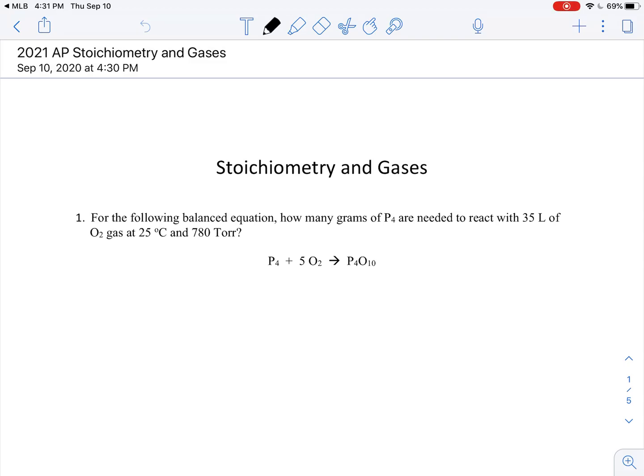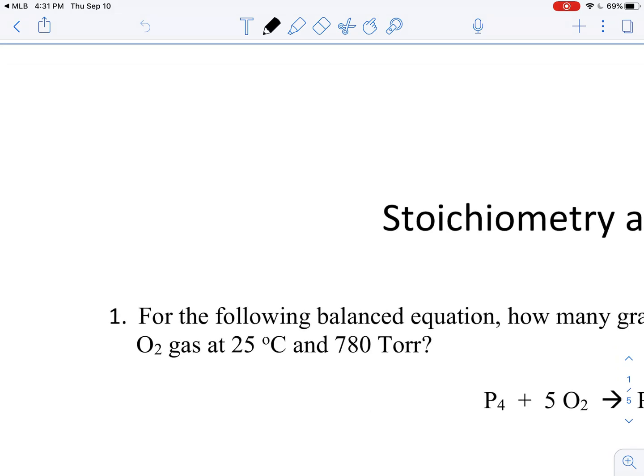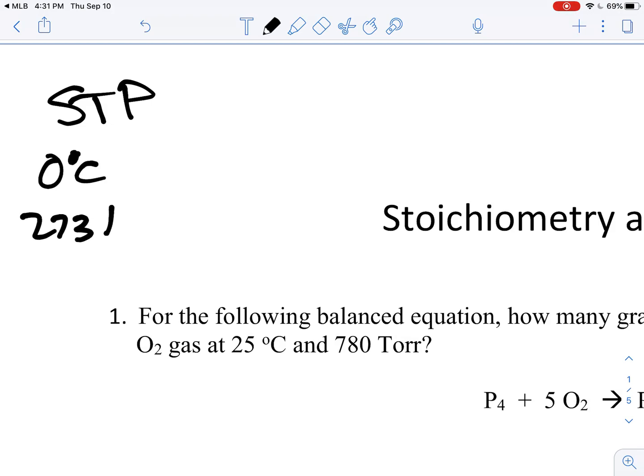All right, here we are for the next segment of things, stoichiometry and gases. So here's the thing about gases. There will be two possible circumstances that you will have when you go to do gases. Either you are at STP, which is standard temperature and pressure, which is 0 degrees Celsius or 273 Kelvin, and 1 atmosphere or 760 millimeters of mercury.